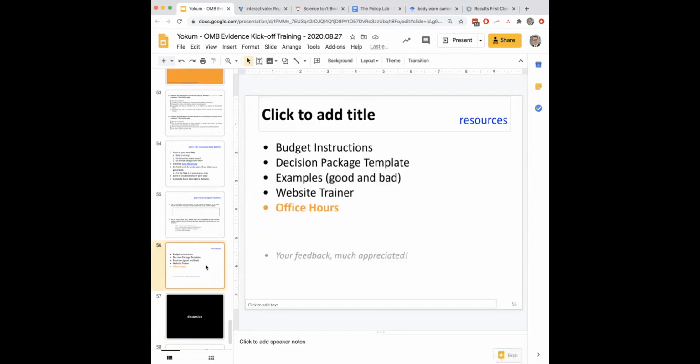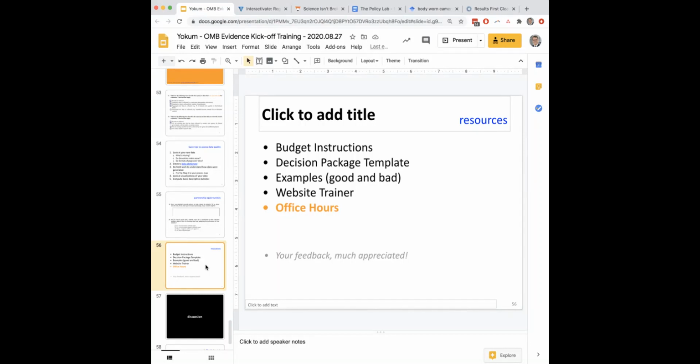With that, I'm going to round it out by reminding you that this crash course on evidence is one part of a lot of different resources. There are the longer budget instructions themselves. The decision package template is meant to be a decision aid for you. There are some documents, some are out and some are still forthcoming, with examples of better and worse types of responses to the templates. And again, office hours are happening daily, both with OMB as well as myself and others from the policy lab.